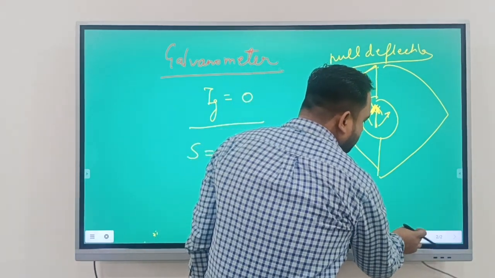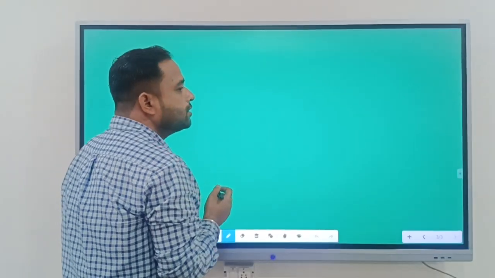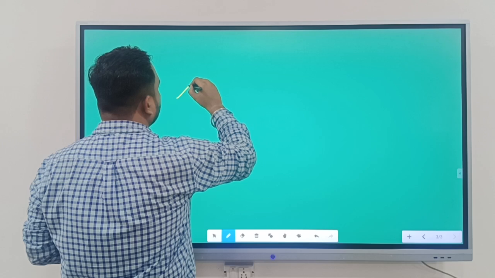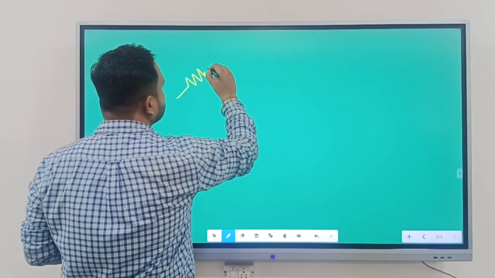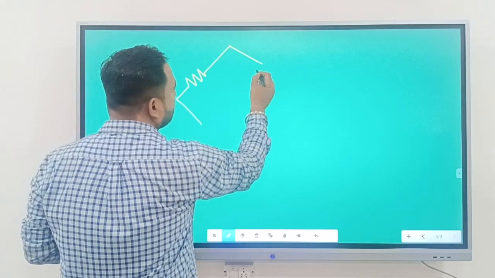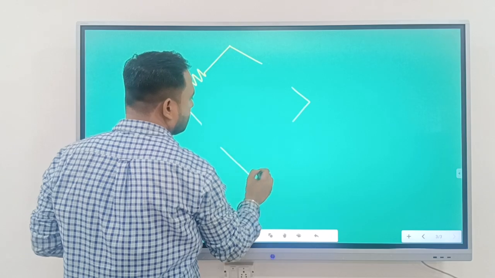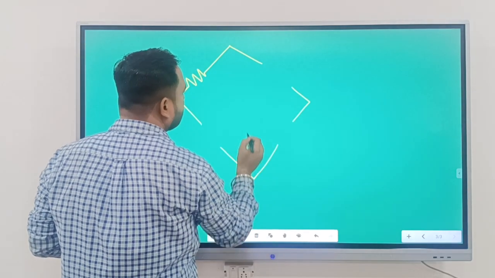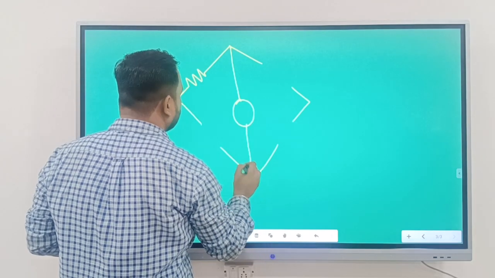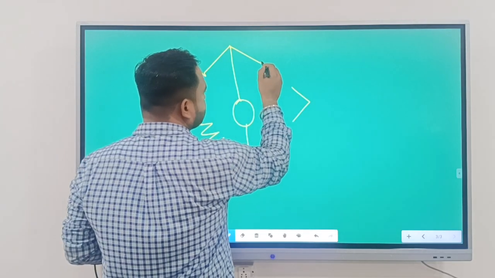So I am going to brief you next on the Wheatstone bridge. So the design of this circuit is like, there are 4 resistors which are connected like a bridge structure.